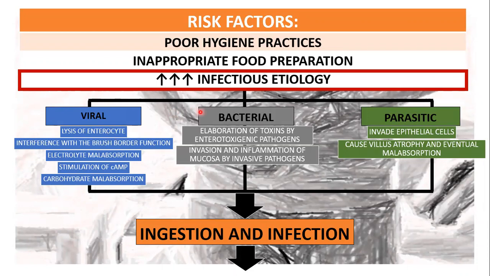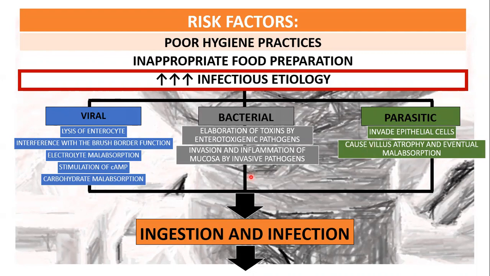As for the bacterial infection, the generalization for it would be the elaboration of toxins by enterotoxigenic pathogens, and there would be invasion and inflammation of the mucosa by these invasive pathogens. As for the parasitic infections, we generalize it by its capability to invade epithelial cells and cause villus atrophy and eventual malabsorption.